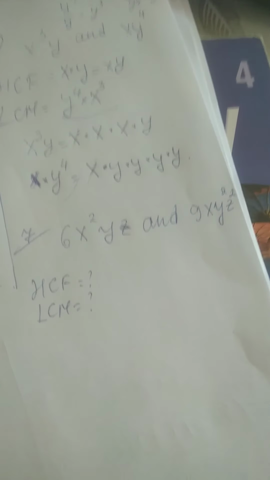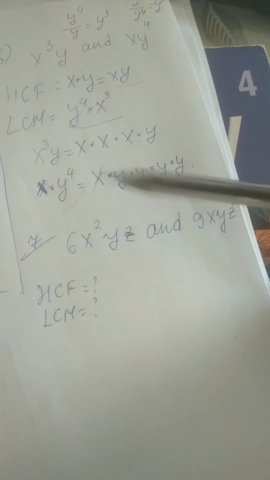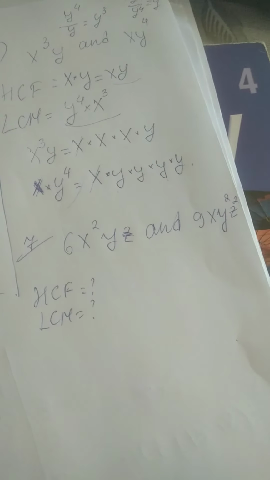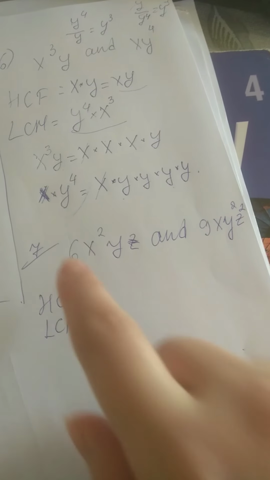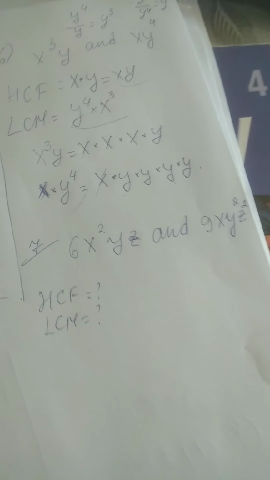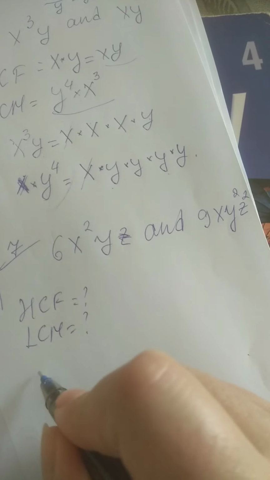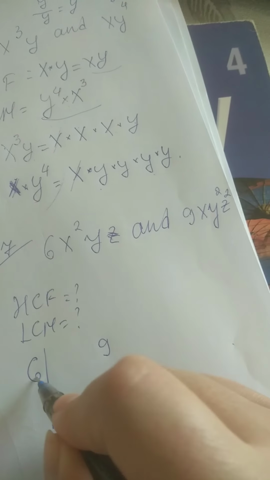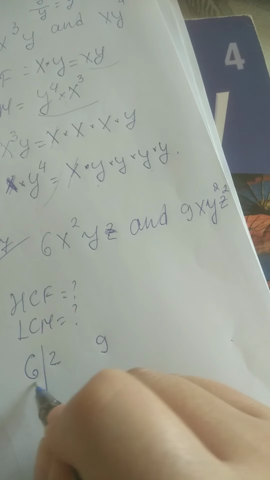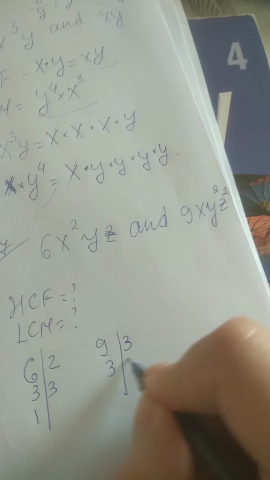Guys, if you see we have a number in front of the expression like a coefficient, you need to find LCM and HCF. First you need to find for the numbers, then for the expressions. For example, what's the LCM and HCF for the 6 and 9? You need to find that one firstly. 6 and 9. Look at here. 6 is what? 2, 3, 3 and 1. 9 is what? 3, 3, 3 and 1.